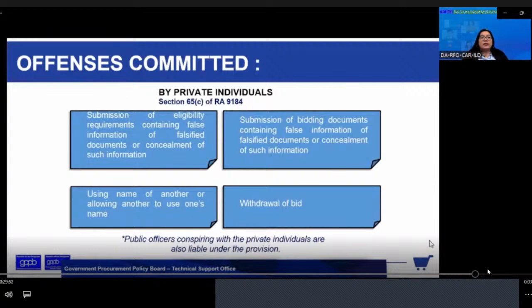Then the next one is the submission of bidding documents containing false information or falsified documents or concealment of such information. Also, ang example nito, sabi ko nga, is the SLCC, no? The technical documents that were submitted in support to the bids that are being procured by the agency.